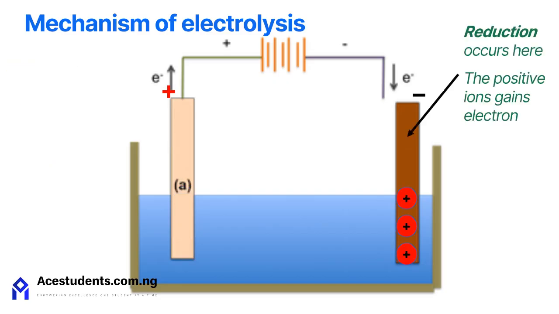At the cathode, which is the negative electrode, positive ions arrive. These ions gain electrons, and this process is called reduction. In summary, reduction is gain of electrons, oxidation is loss of electrons.